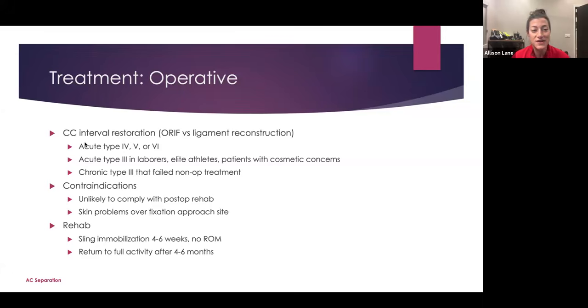It's definitely worse than non-surgical. So you're going to be in a sling for 4 to 6 weeks because you need to allow that deltoid to heal, and you're not really going to do much range of motion during that time. But ultimately, you'll be able to return to full activity like 4 to 6 months, and you'll actually have some stability afterwards.